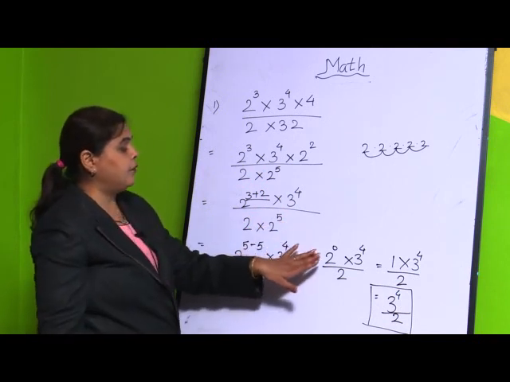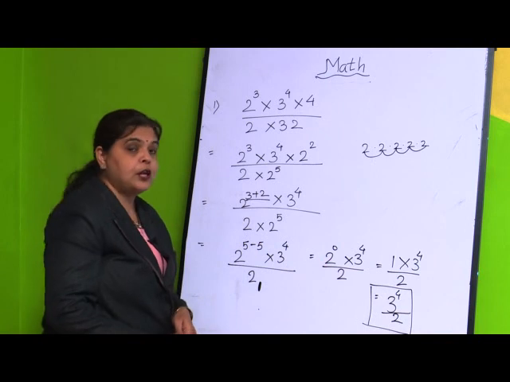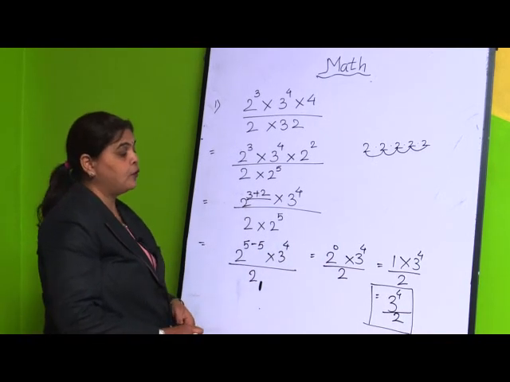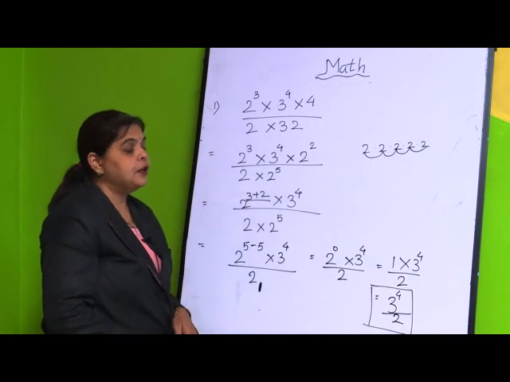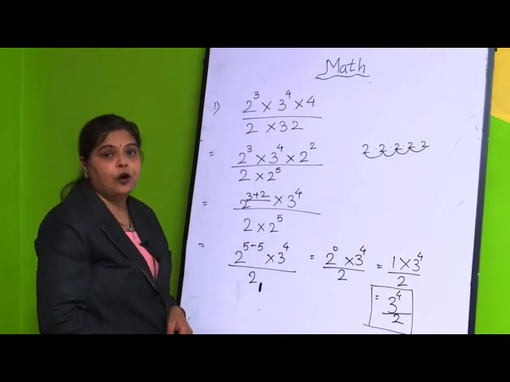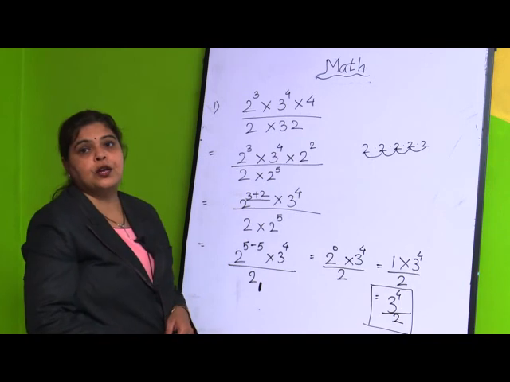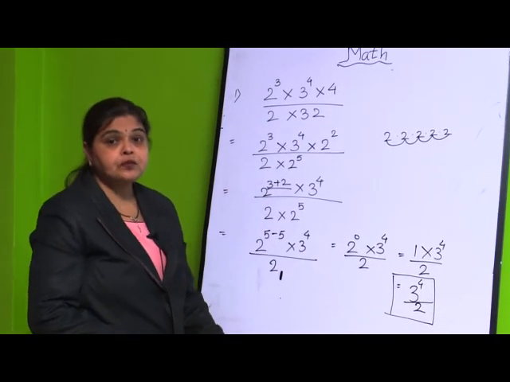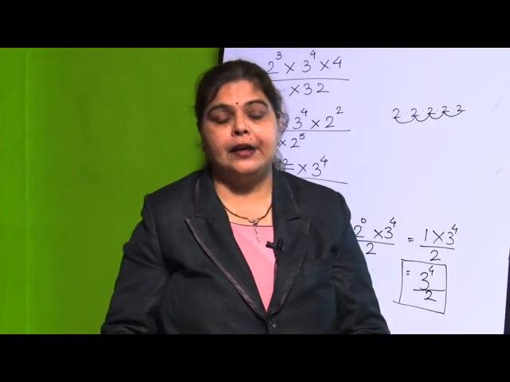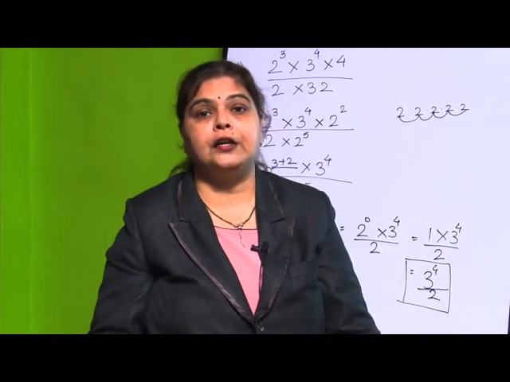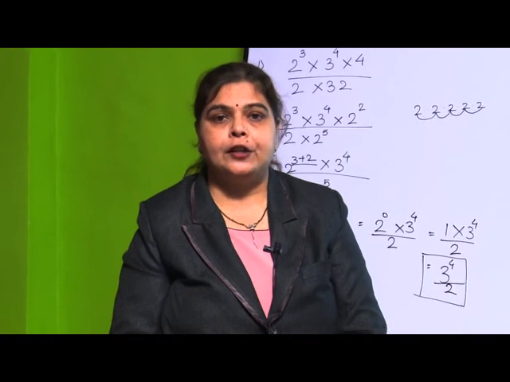So, in this way we will get 2 to the power of 0 and 3 raised to the power of 4 upon 2, which is written in the form of 3 raised to the power of 4 upon 2. Hope, my dear students, you have understood this, and we will try to solve some more examples, so it will be more clear, and all the laws which we had learned we have to apply to solve the example.